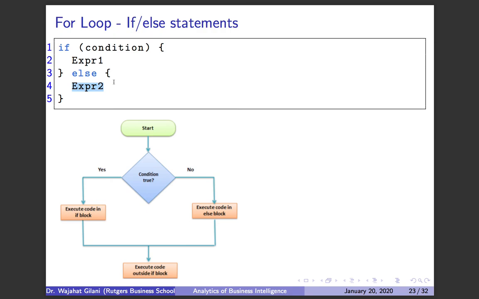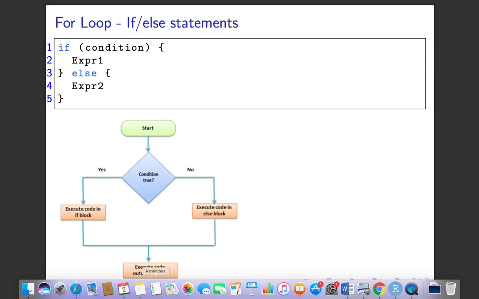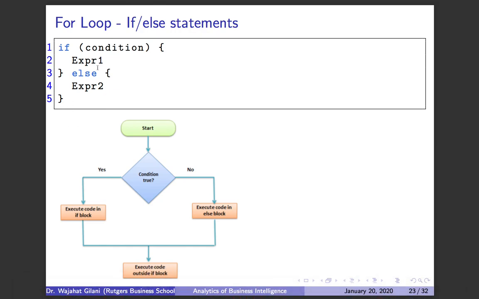This is the visual representation right here. You check the condition to see if it's true. If it's true, this particular block of code will be executed. If not, this code block will be executed. And then after that particular block of code is executed, all the rest of the code will be executed. So any code after these squiggly braces will automatically be executed. It's only in these squiggly braces that one or the other will be executed.